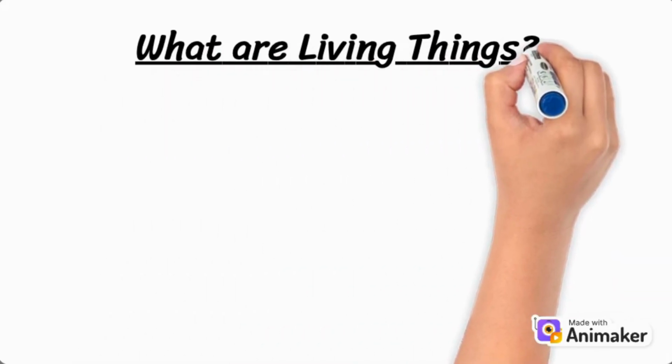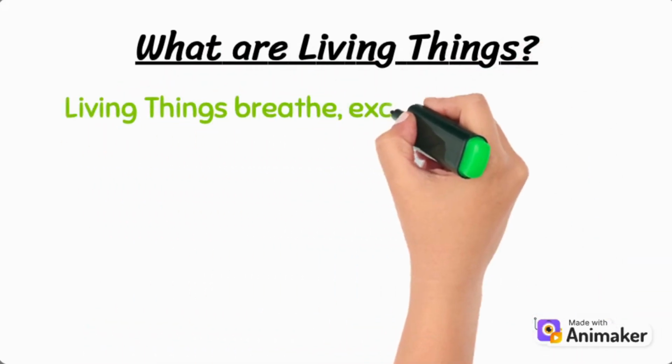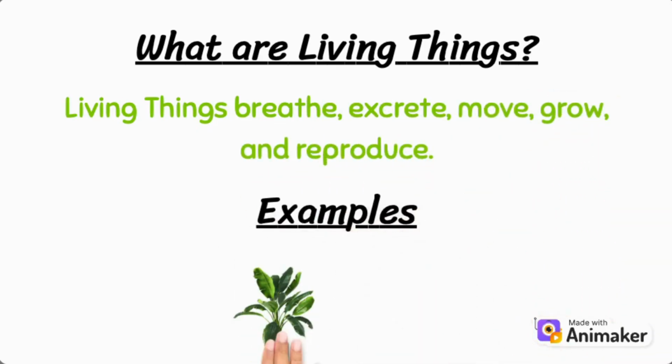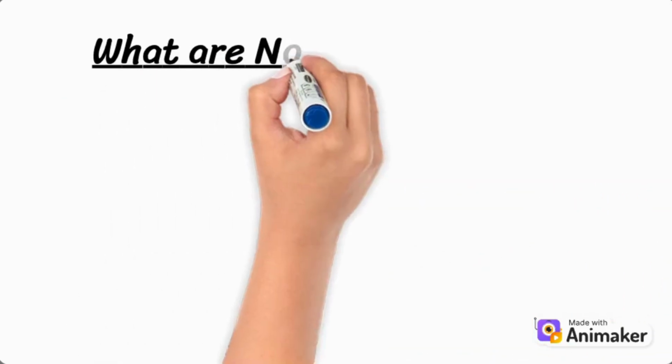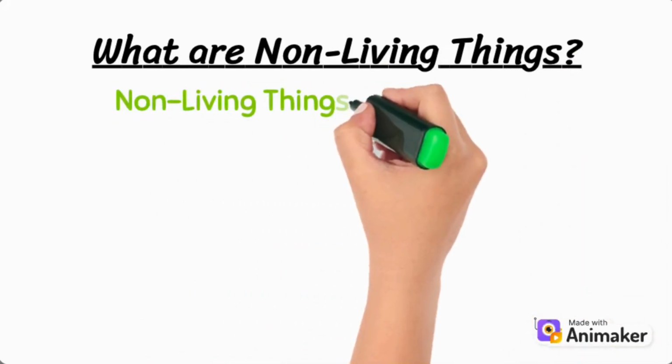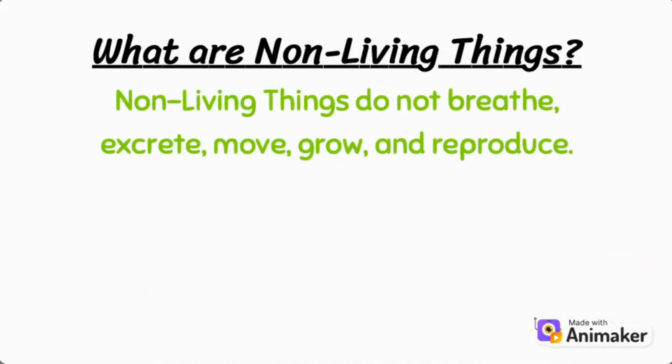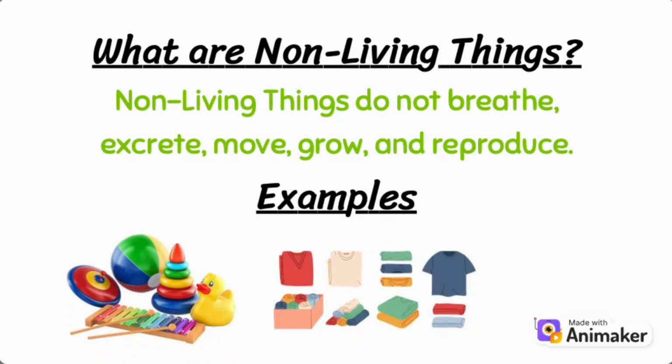What are living things? Living things breathe, excrete, move, grow and reproduce. Examples are plants and animals. What are non-living things? Non-living things do not breathe, excrete, move, grow and reproduce. Examples are toys and clothing.